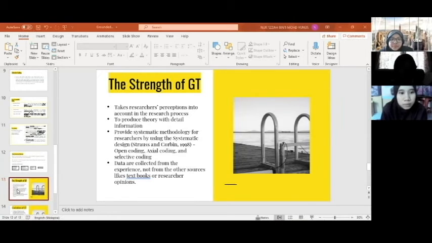The last strength of grounded theory is that data is collected from experience, not from other sources like textbooks or researcher opinions. The data that we collect are totally from experience, not from other sources like those just mentioned. So next are the limitations of grounded theory.